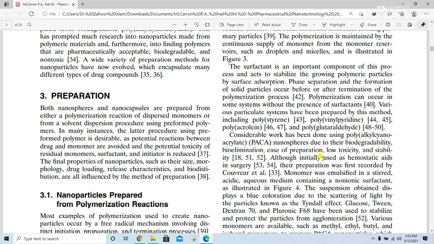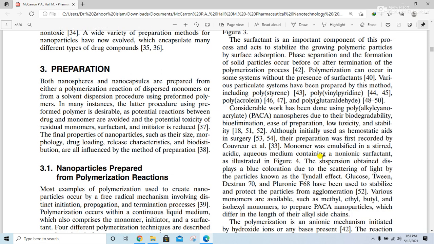Although initially used as hemostatic aids in surgery, their preparation was first recorded by Couvreur and his collaborators. Monomer was emulsified in a stirred acidic aqueous medium containing a non-ionic surfactant, which is also given in Figure 4. The suspension obtained displays a blue coloration due to scattering of light by the particles, known as the Tyndall effect.